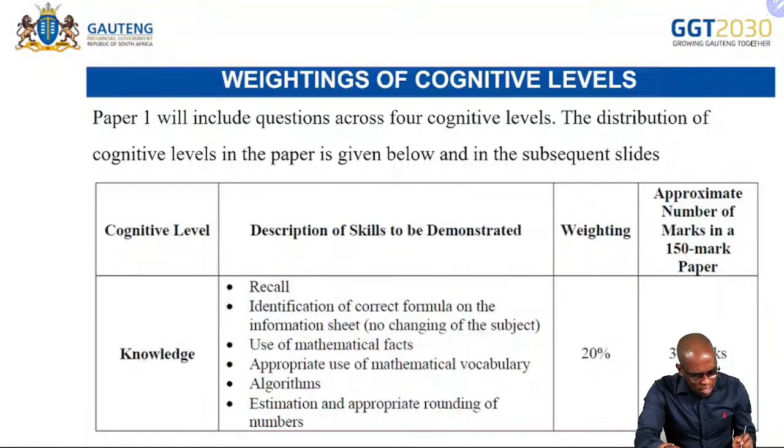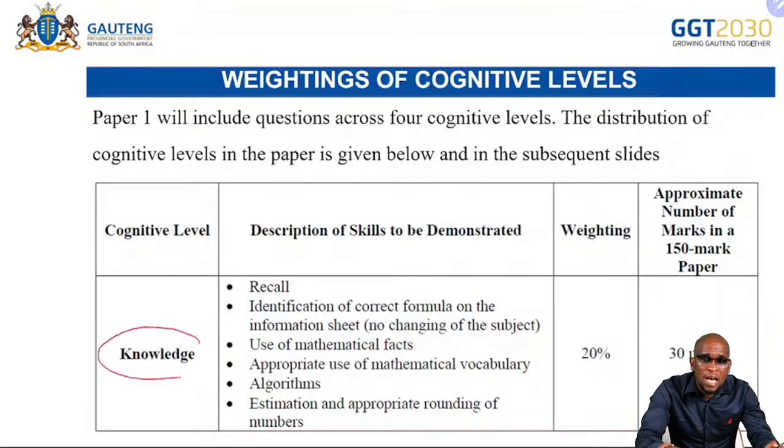Now, if you check cognitive level 1, that would be knowledge type questions. They'll always weigh 20% of the paper, which means that you have enough lower order questions, or what we normally refer to as those low hanging fruits. You have enough of them for you to get a pass.